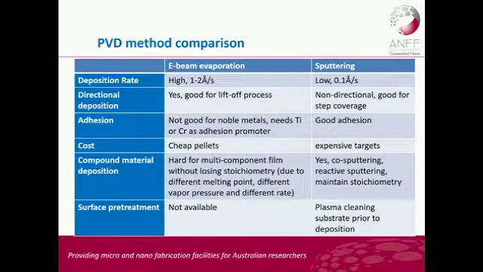So another feature is compound material deposition. E-beam is very hard for compound material deposition because all the materials have different melting points and different vapor pressure. But for sputtering, yeah, we can do co-sputtering, we can do reactive sputtering, and we still can maintain stoichiometry. And for surface treatment, in a sputtering system, usually you can use sputtering to clean the surface before you start deposition. So that means you can keep the surface very clean and fresh.